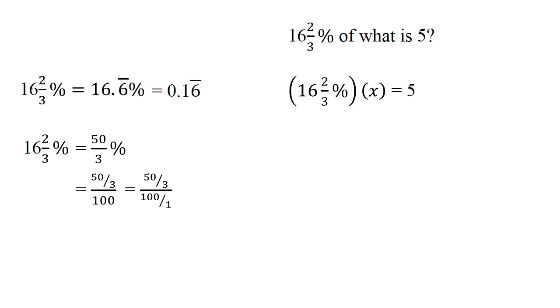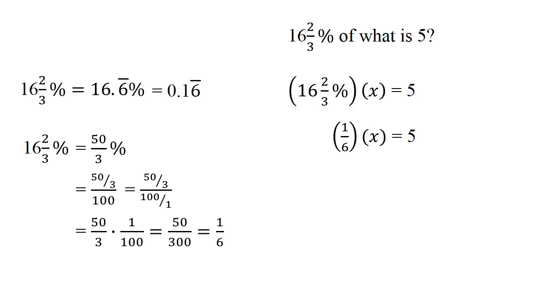Well, I know I don't divide fractions, I multiply by the reciprocal. So I take 50 over 3 times 1 over 100, and then working that out, 50 over 300 reduces down to 1/6. That's what 16 2/3% is as a fraction. So I'm going to put that into my expression. And now I'm going to solve this for x. So 1/6 times x equals 5. I want to get x by itself. Well, I'm going to divide both sides by 1/6. And that'll get rid of that.